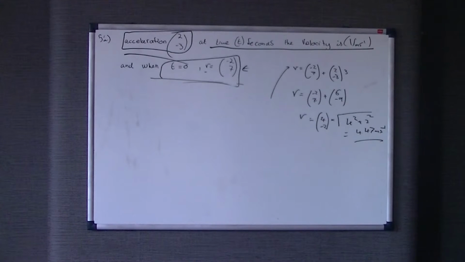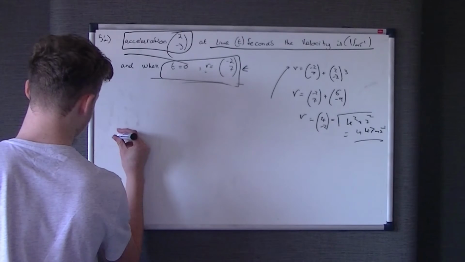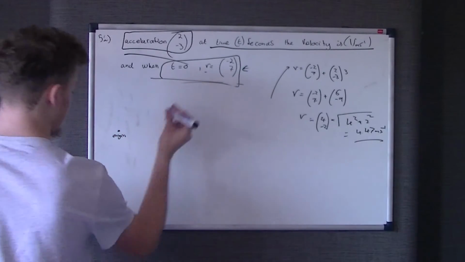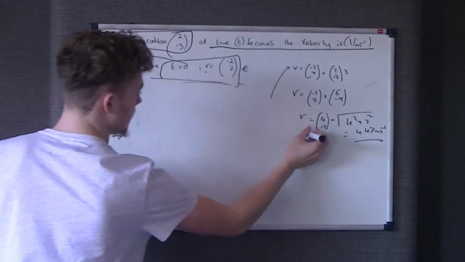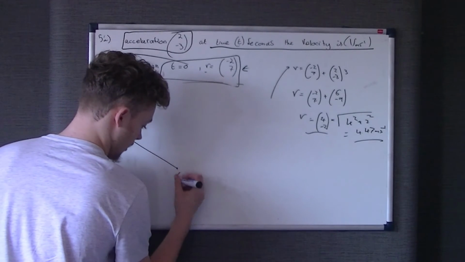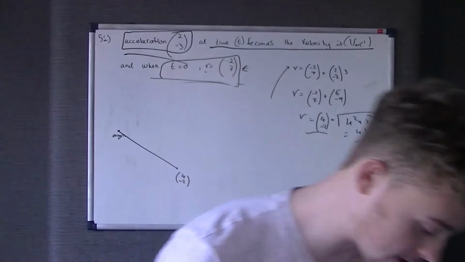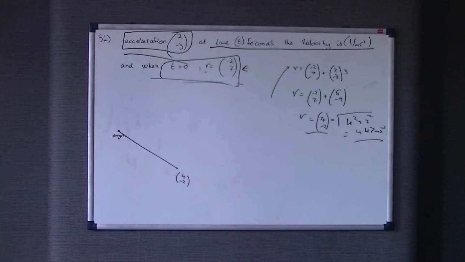Okay, the velocity vector, well, the first thing we draw on is the origin. So we draw on the origin, and remember that is at 0, 0. And then we just have to draw on the velocity vector, which is 4, minus 2. So it's somewhere over there. So 4, minus 2, so it's 4i take 2j.